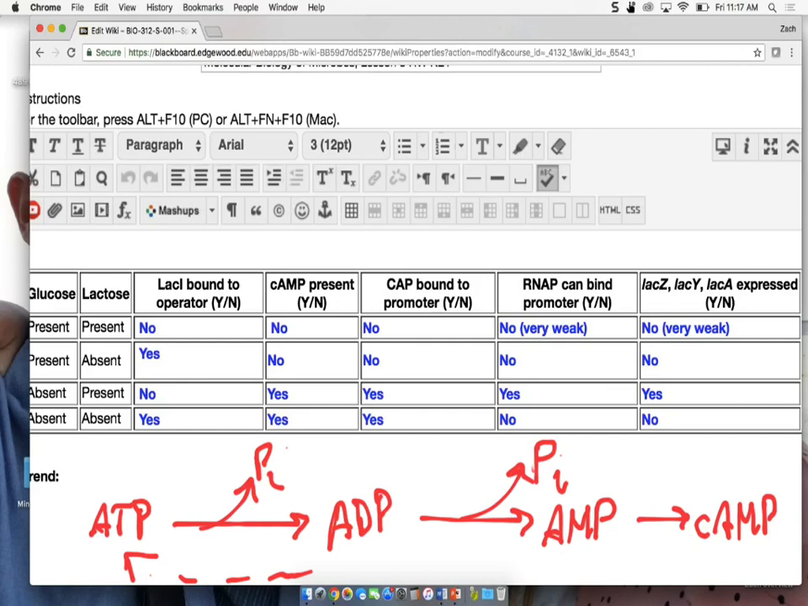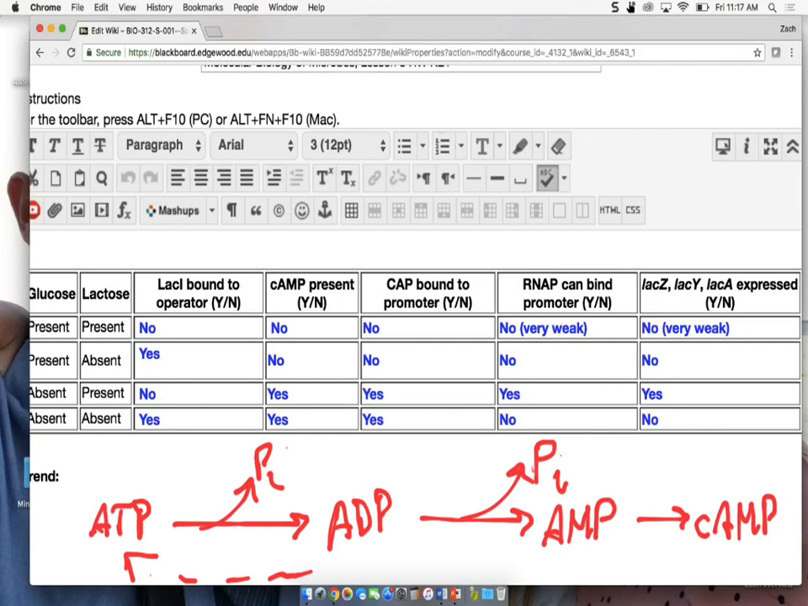So this is an alarm. Energy levels are low. What does the cell do in return? If energy levels are low, it's got to find a different way to make energy. How does it do that? At least in this context here. It changes the carbon source. So if lactose is present, lac-I comes unbound from this promoter, from this lac operon, and that allows for gene expression to occur.